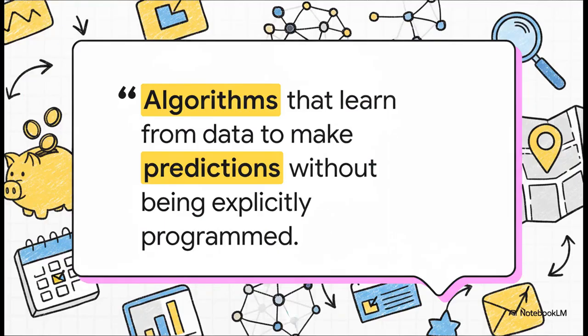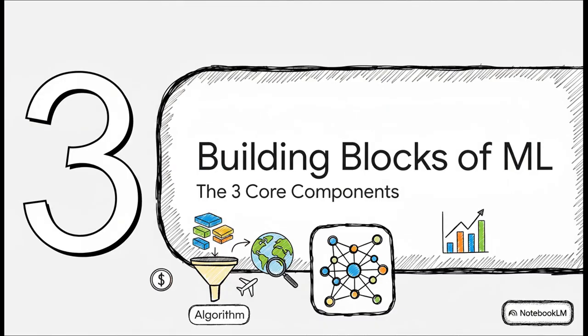So, now that we have that idea in our heads, this fancy official definition should make a whole lot more sense. Machine learning is all about computer programs, algorithms, that get better on their own just by looking at data, so they can make predictions or decisions without a person having to write code for every single little thing. Awesome. So now we know the what and the why.